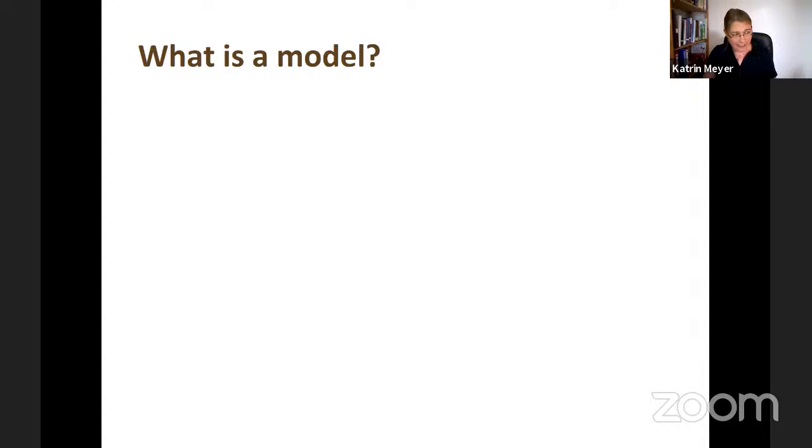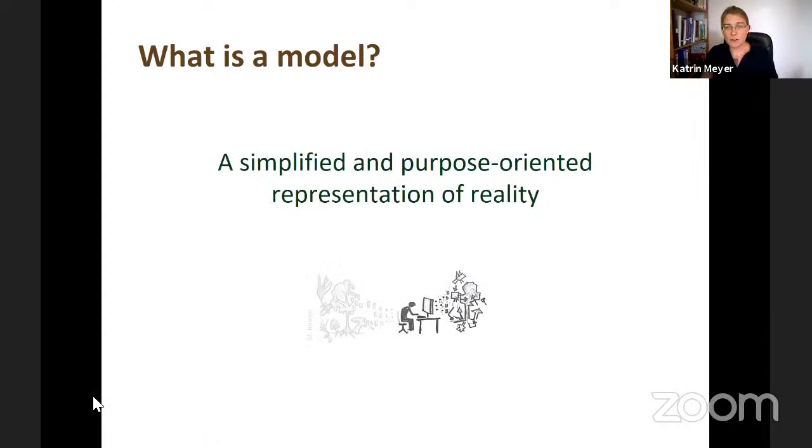And this is actually what I like to use as my definition for scientific models, of course, and what it consists of. That's a simplified, purpose-oriented, or purposeful representation of reality. This has two main characteristics, but I would add the transparency and this representativeness for sure.